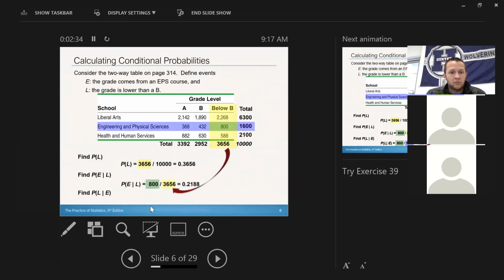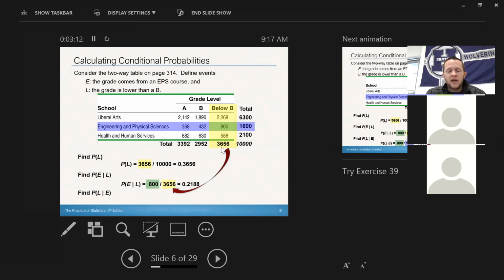So we're going to be looking at, given that it, hold on one second, that seemed almost a little backwards to me. Find the probability of EPS given that it was lower than a B. Okay, so we're highlighting the below the B, but we're only looking at the EPS, which was the 800. Sorry, the highlight from the previous one was throwing me off. So just looking in this column, we're looking at 800 out of the grades that were below a B, which was 3656.